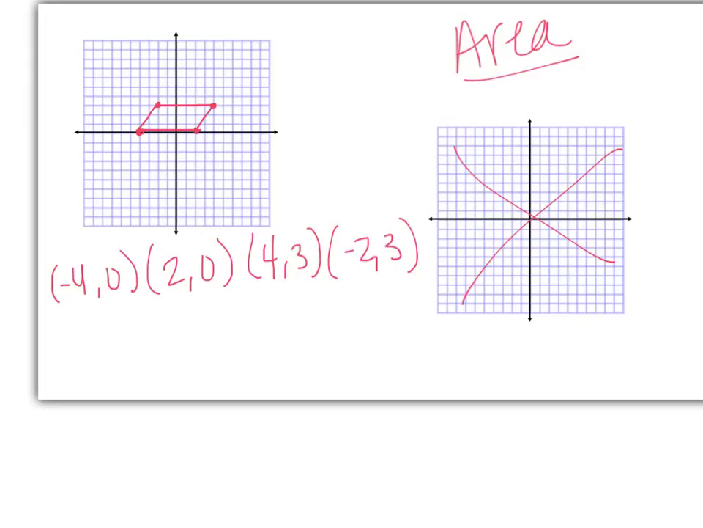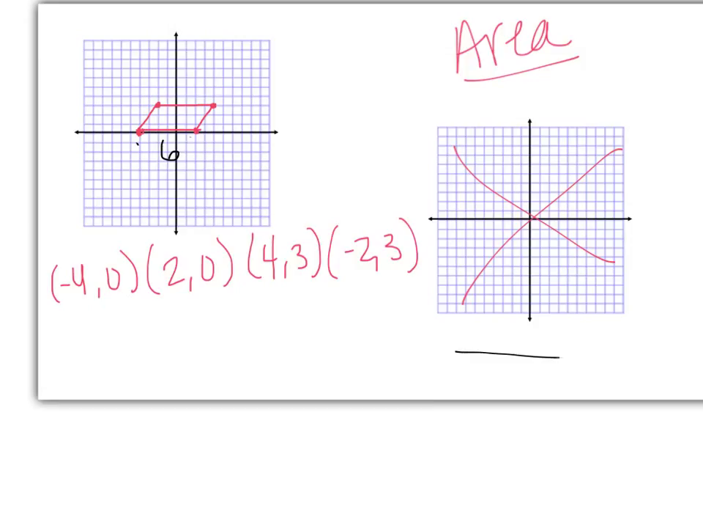So I think the hardest job is to find your base and your height. So the base is easy. We are just going to count over from one point to the next. Think of slope. It's the same thing. So once you've done that, you should have found 6. Now this is where it's different from the last one.